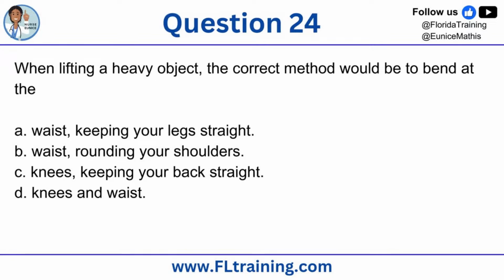When lifting a heavy object, the correct method would be to bend at the: A, waist, keeping your legs straight. B, waist, rounding your shoulders. C, knees, keeping your back straight. D, knees and waist. Go ahead and drop your answers in the chat. Let me know what you think it is.